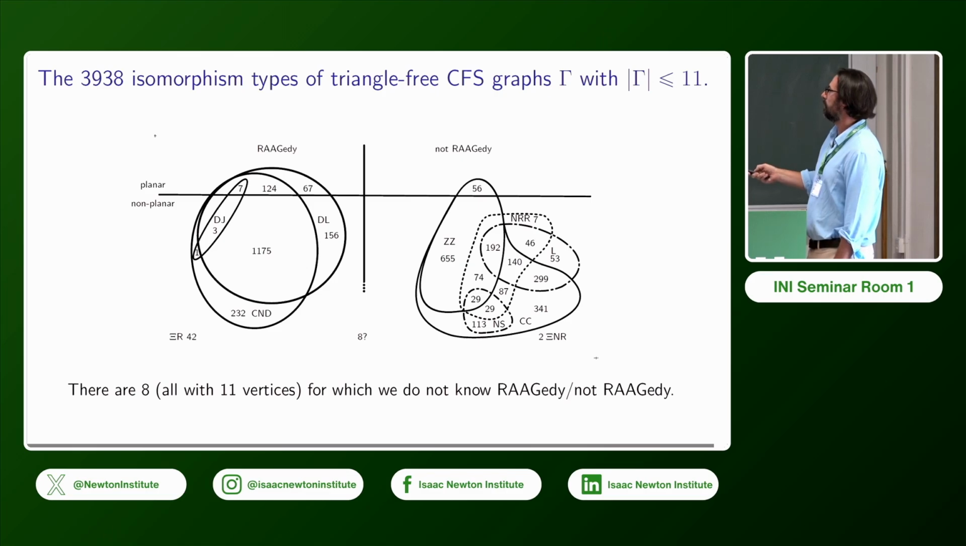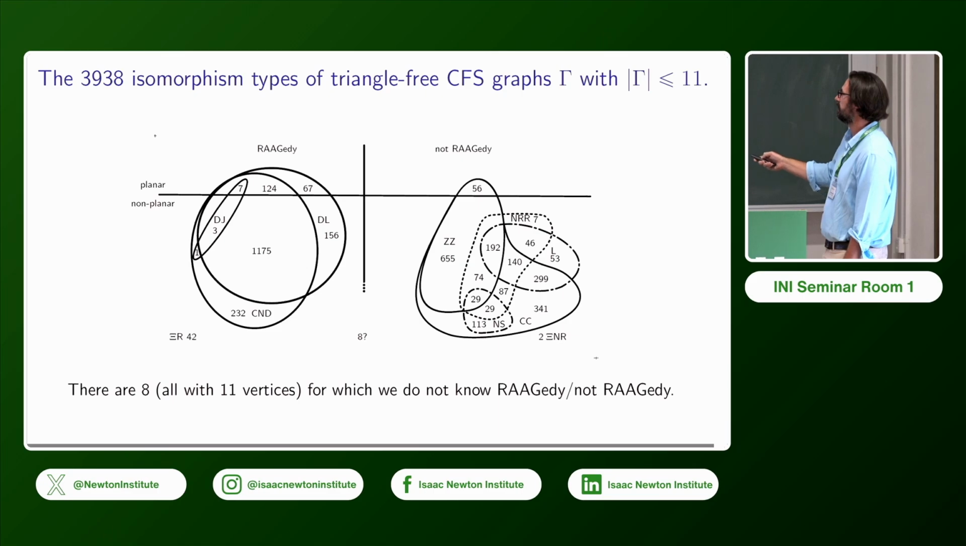DL I didn't talk about. This is, Danny and Lefkowitz have a different approach to proving that certain Coxeter groups are QI to RAGs. On the non-RAGedy side, CC is compliant cycles, right? So this region here, these are the ones that can't be QI to any RAG because of the compliant cycle. And L here is ladders. So these ones are the ones with ladders in their maximal product region graph.